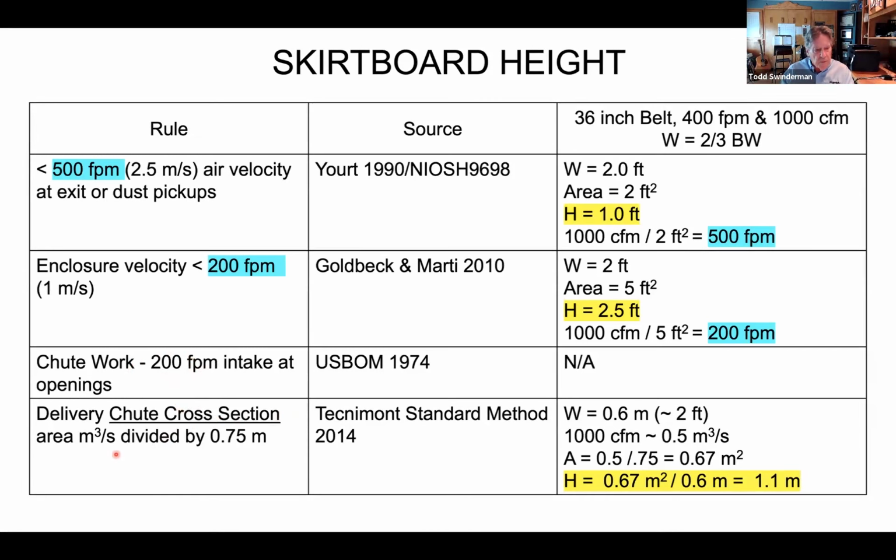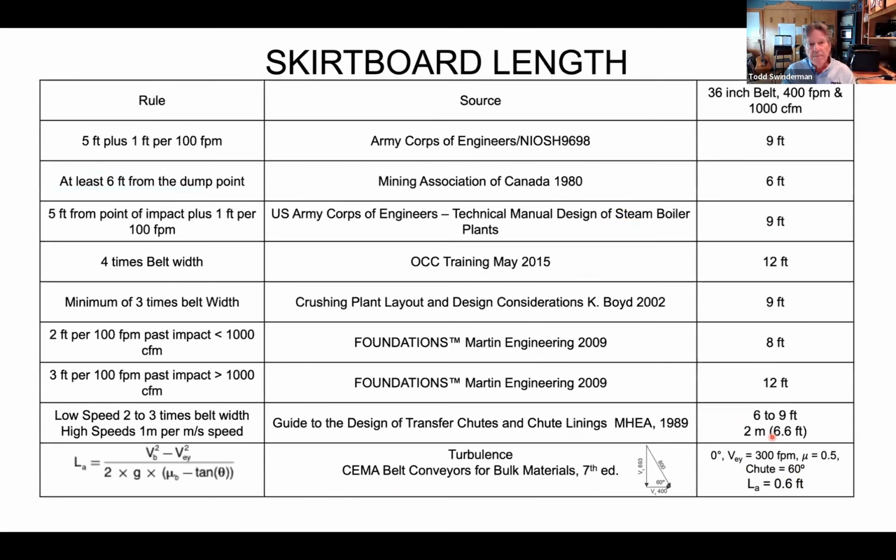And then the last one is the cross-sectional area of your delivery chute. So we're talking about the chute that delivers material down to the receiving belt. And in this case, because this rule is given in metric, I went back and recalculated it. And my height would have to be about 1.1 meters in this case, or this particular given set of conveyor designs. So now we get into even more rules of thumb.